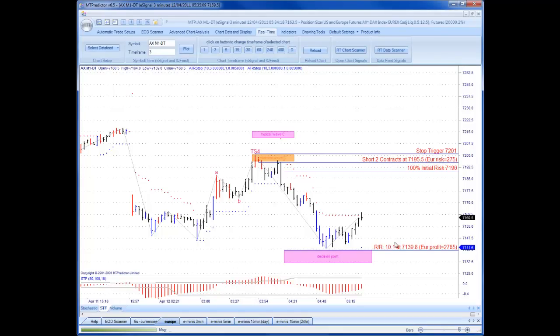But the amazing thing is, just look at the profit in terms of risk units. Here the profit was approximately 10R. In other words, the risk was $275 and the profit was approximately 2,700 euros, because this is the DAX. Therefore the profit was approximately 10 times greater than the initial risk. So as such, this was an absolutely brilliant example of a great trade, and is a standard and automatic MTPredictor trade, and has just unfolded on the DAX just this morning.